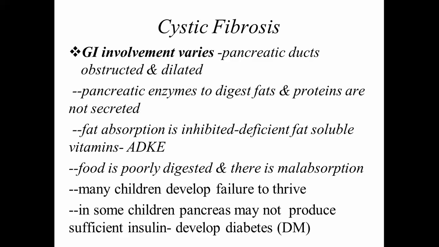And also, because of the impaired ability to absorb fat, there's a deficiency of fat-soluble vitamins A, D, K, and E. And because of this impaired ability to absorb fats, most often these patients are malnourished. Many children develop failure to thrive. And also, some children's pancreas may not produce sufficient insulin, so they develop diabetes mellitus. And they may require insulin.